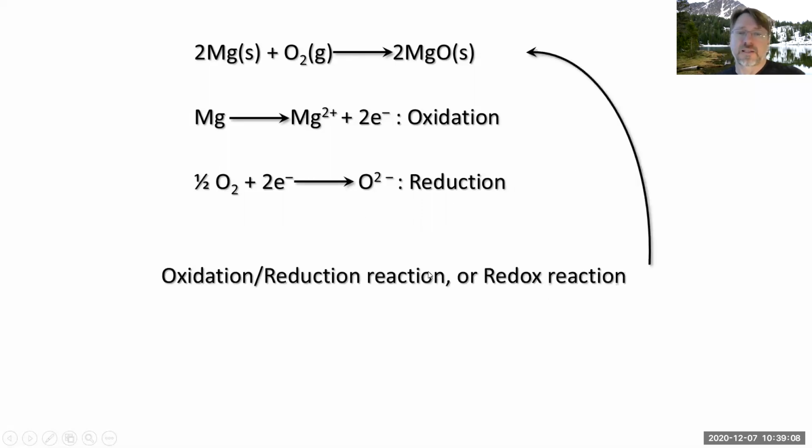Okay. So both of these reactions happen simultaneously. It is not as though we have an intermediate step where the electrons are freely floating around. The two happen in conjunction with each other. And so the combination is known as an oxidation reduction reaction, or to abbreviate it, a redox reaction.